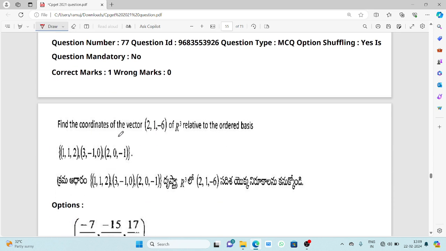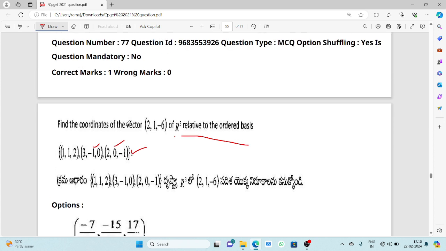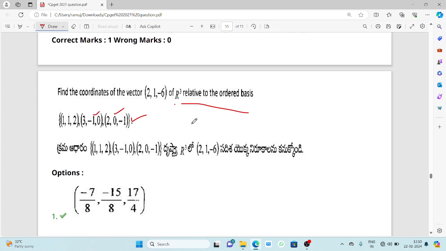So 77 is: find the coordinates of the vector (2, 1, -6) of R cube relative to the ordered basis (1, 1, 2), (3, -1, 0) and (2, 0, -1). This is very simple. I will tell you the idea of how to solve this question. He is asking for the coordinates of a vector.